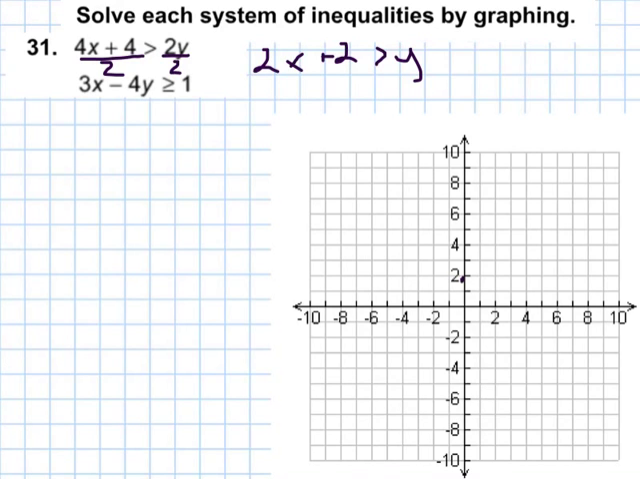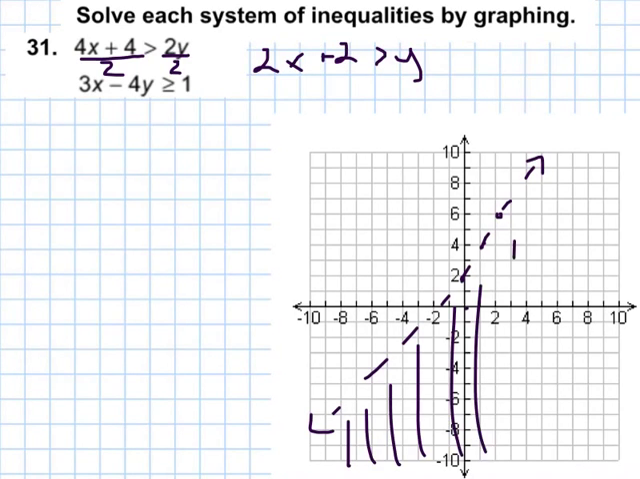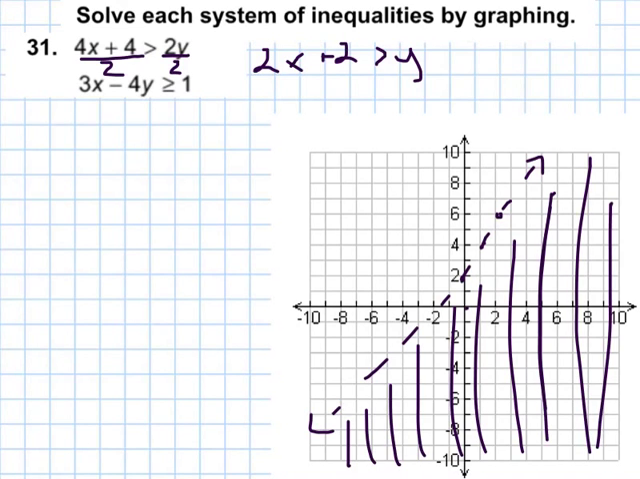Our intercept is at 2, and our slope is 2, so we'll go up 2, right 1, up 2, right 1. We will have a dotted line, and we're going to plug in 0, 0 to see if it's true. Is 0 plus 2, or 2, greater than y? Yes, it is. So you're going to graph it here.